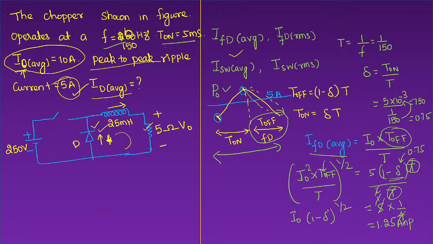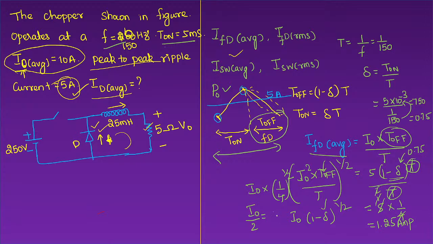So the value of delta is 0.75, we know. 1 minus 0.75 will be 0.25. So it can be written as I naught into 0.25 or 1 by 4 under root. 1 by 4 under root, what is the equivalent value? Its equivalent value is 1 by 2 only. So I naught by 2. What is the value of I naught? 5 ampere. 5 by 2 is what? 2.5.